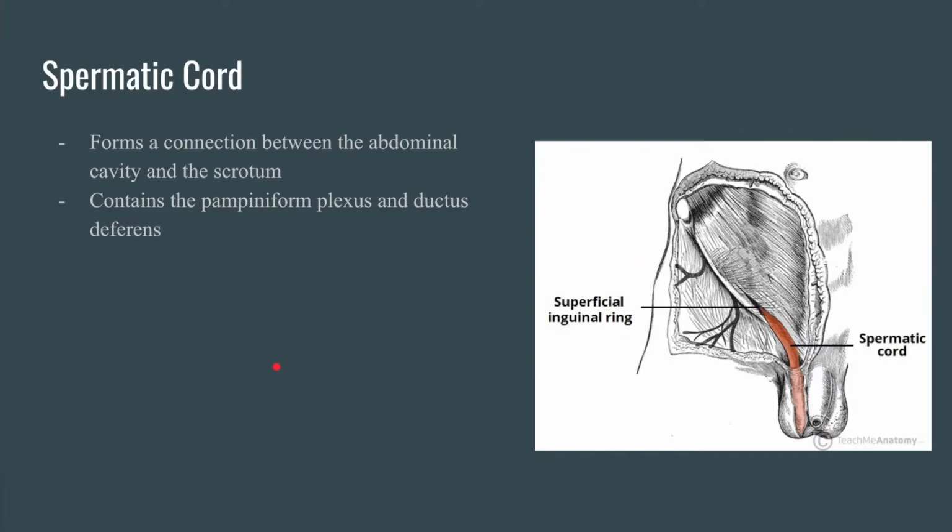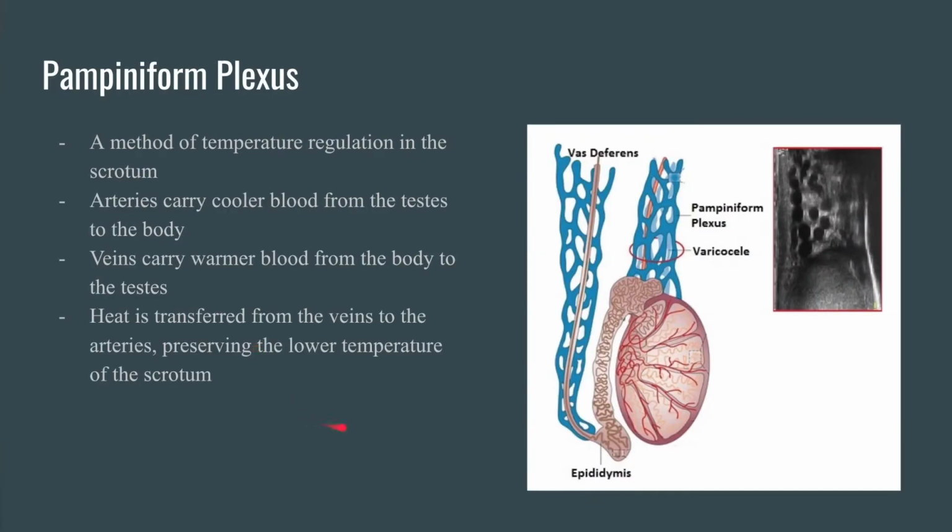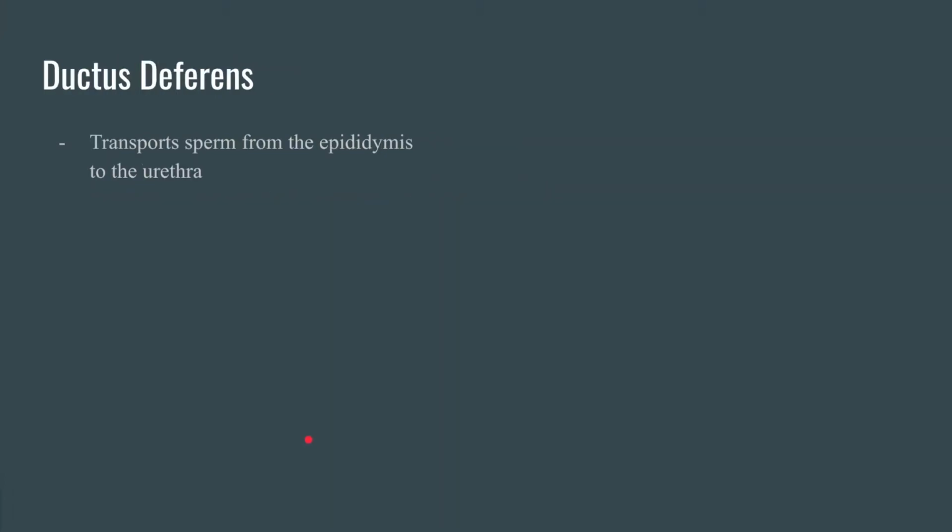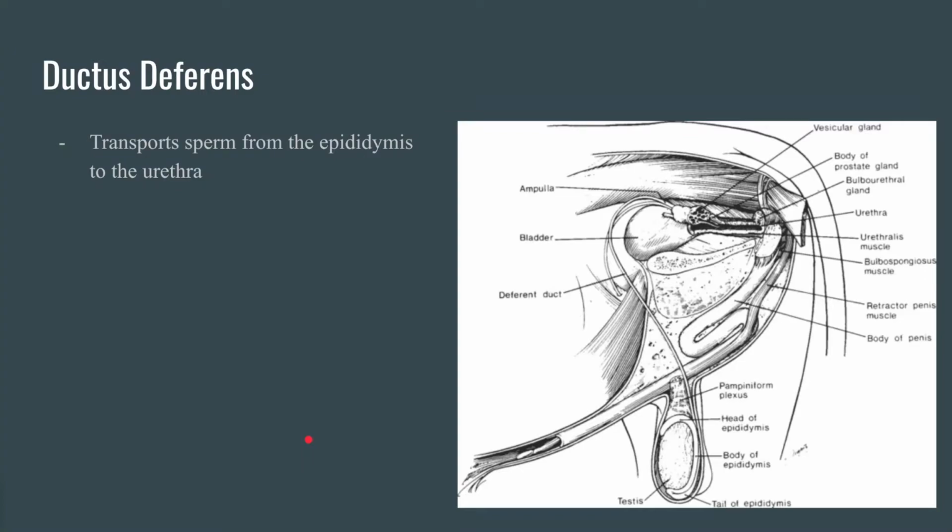The spermatic cord forms a connection between the abdominal cavity and the scrotum, and it contains the pampiniform plexus and ductus deferens. The pampiniform plexus is a method of temperature regulation in the scrotum. Arteries carry cooler blood from the testes to the body, and veins carry warmer blood from the body to the testes. Heat is transferred from the veins to the arteries, preserving the lower temperature of the scrotum. And much like the loop of Henle, this is also a countercurrent mechanism. The ductus deferens transports sperm from the epididymis to the urethra.